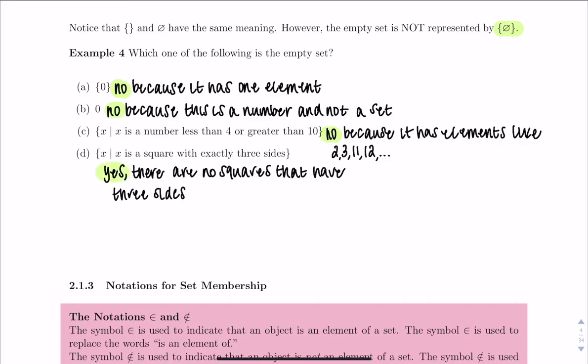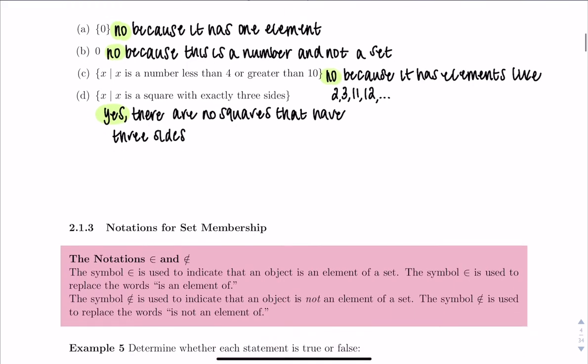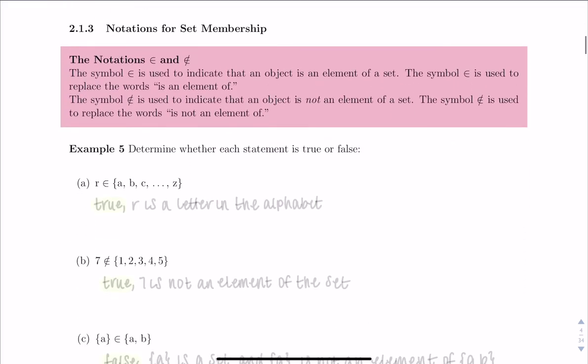So we have some notations for set membership. This symbol, it looks like a funky looking E, is used to indicate that an object is an element of a set. And so we just replace the words "is an element of" with this symbol. If we have the same symbol but has a slash through it, then that means it's not an element of the set, and we just use those to replace the words "is not an element of."